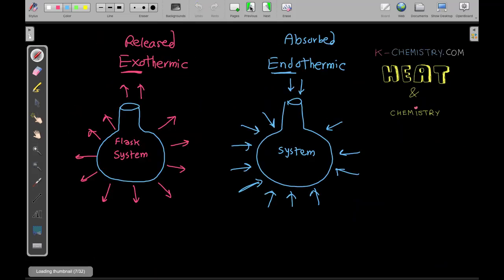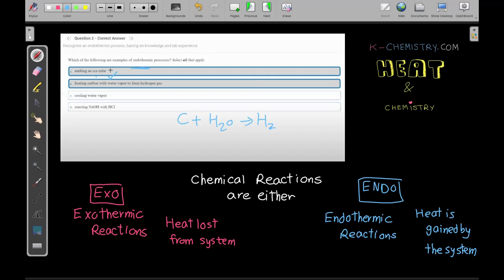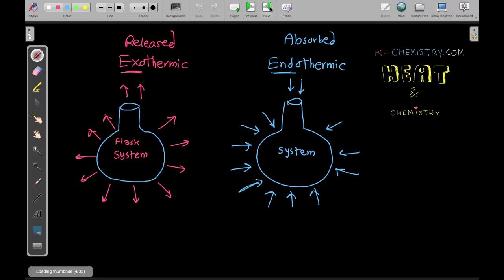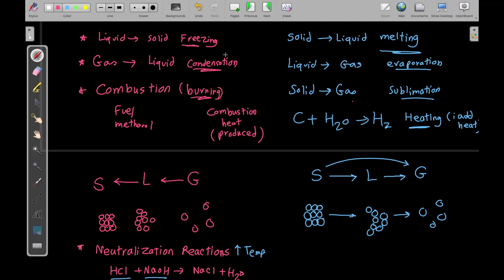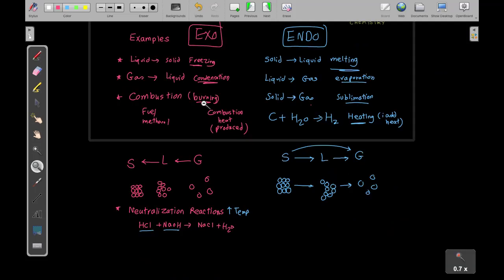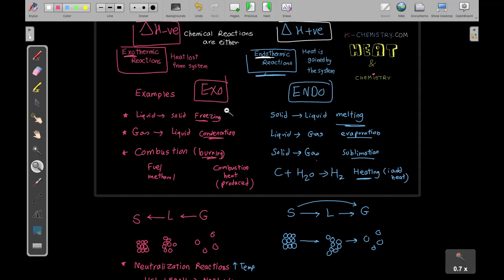So the examples I can get from here: melting an ice cube, we said melting is endothermic, and heating carbon. Heating means I put in heat, so this is an endothermic reaction. While cooling, no, I did not put in heat. Heat is removed, so it's an exothermic reaction. And reacting sodium hydroxide with HCl, we said this is a neutralization reaction. Any reaction between an acid and a base is called a neutralization reaction, in which the temperature increases, and it is considered an exothermic reaction. So you have to memorize this very well. I'll just put it here so you can screenshot it and put it in the exam, the endothermic and exothermic reactions.